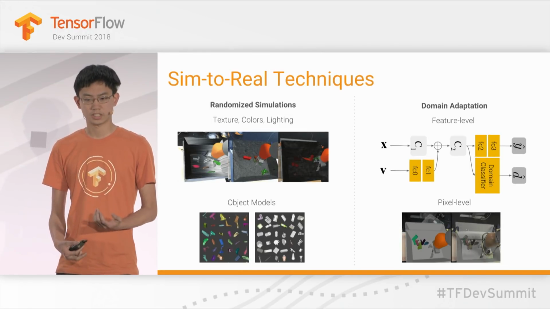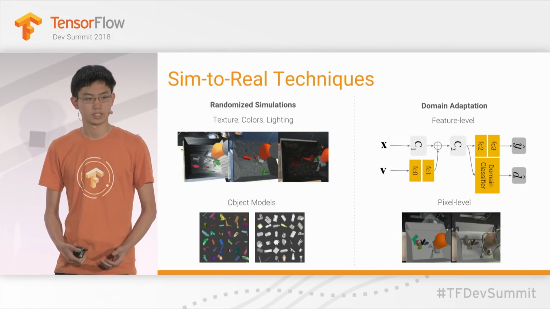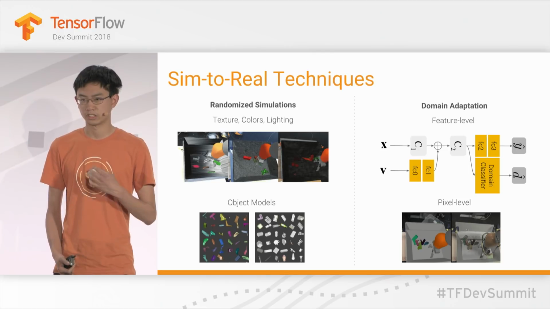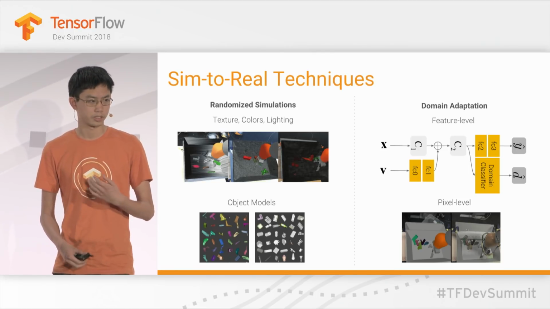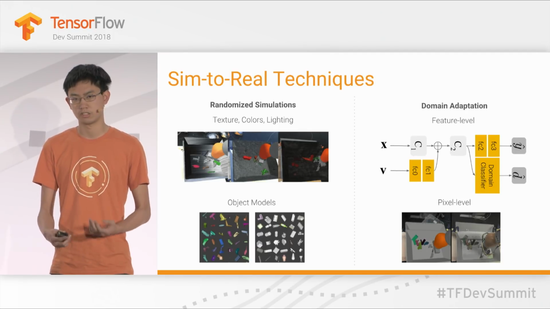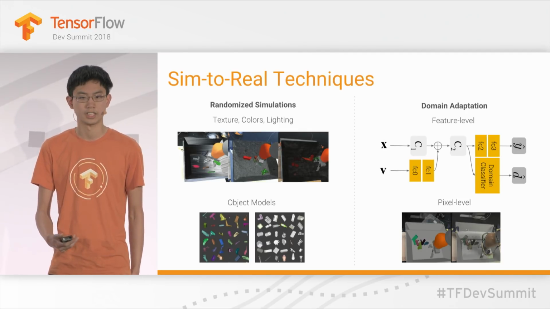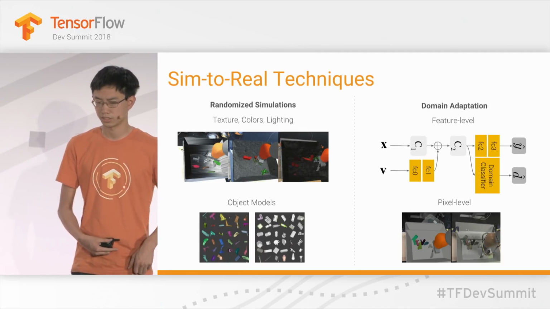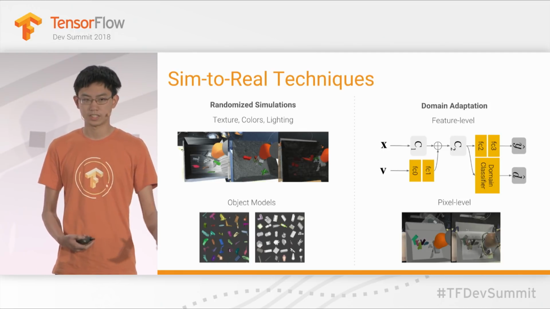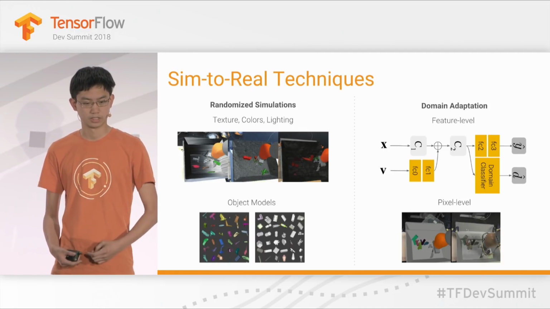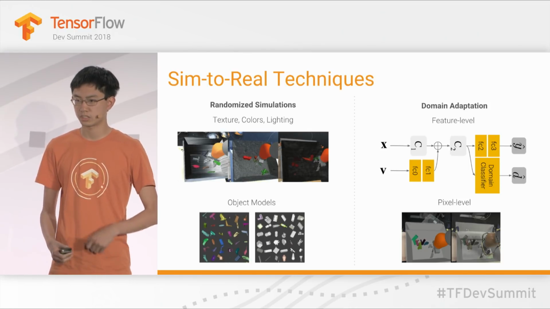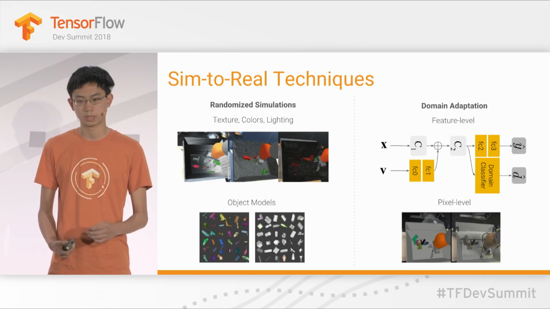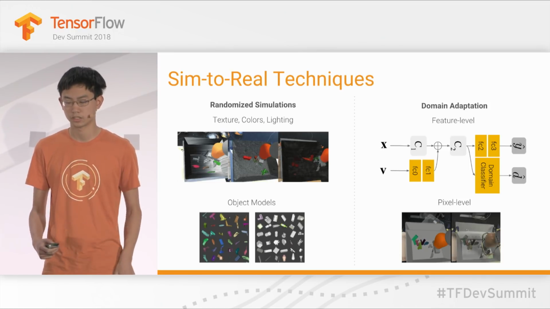Another way of doing this is domain adaptation, which is a set of techniques for learning when you have 2 domains of data that have some common structure, but are still somewhat different. In our case, the 2 domains are going to be our simulated robot data and our real robot data. And there are feature-level ways of doing this, and there are pixel-level ways of doing this. Now, in this work, we tried all of these approaches, and in this presentation, I'm going to focus primarily on the domain adaptation side of things.